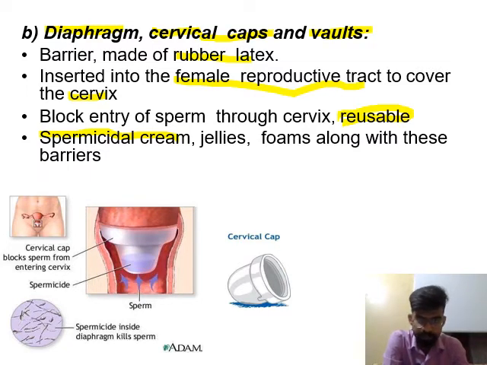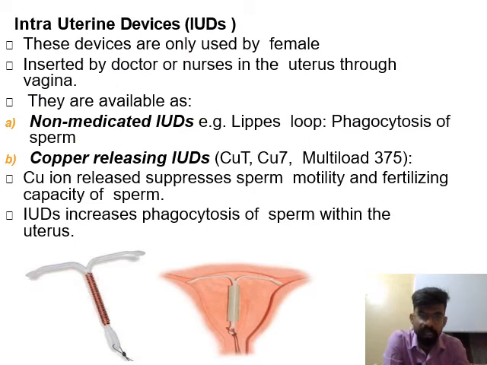Next, intrauterine devices. As the name indicates, these are devices that are inserted inside the female uterus, and they are only used by females. Intrauterine devices are mainly associated with the female portion, and they are inserted by professionals, that is by doctors or nurses, in the uterus through the vagina.